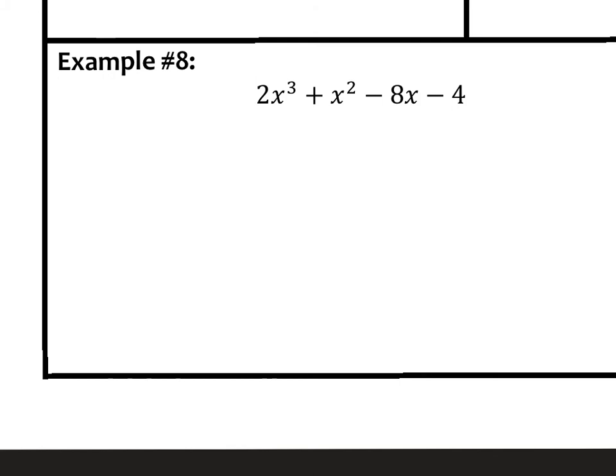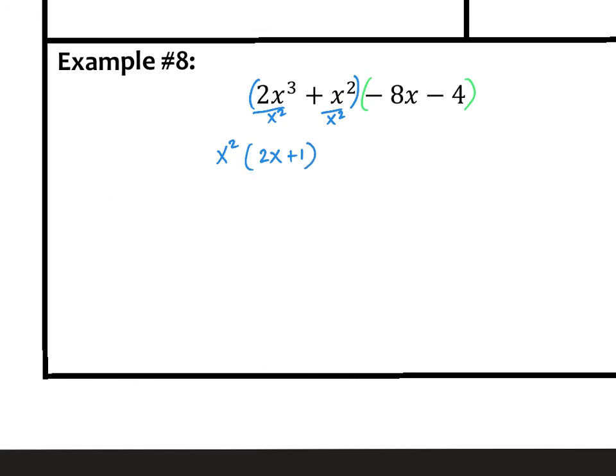We have 4 terms. We do not have a common factor here, so I'm going to try to factor by grouping. First group. Second group. Okay. Common between the first group, 2x cubed and x squared, I can divide out my x squared. So this is a lot like split the middle, which is also factoring by grouping. 2x cubed divided by x squared is 2x. x squared divided by x squared is 1.